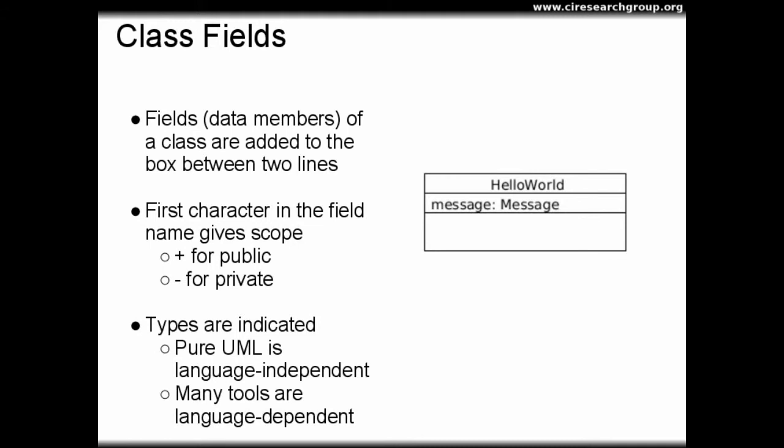Different programming languages also use different type systems. In the pure case, UML class diagrams can be drawn to be language independent. In practice, however, most UML class diagrams have language-dependent semantics, which include the type system used in the target language. In this example, the Hello World class has one field, a private member named message, which is of type Message with a capital M. The capitalized Message refers to another class, named Message, of which message with a lowercase m is an instance.